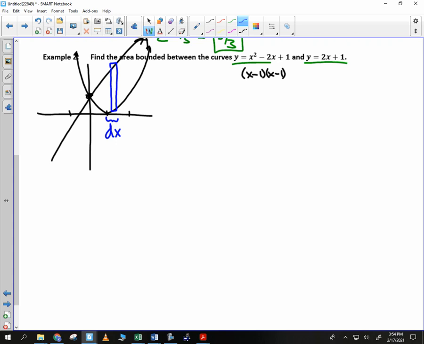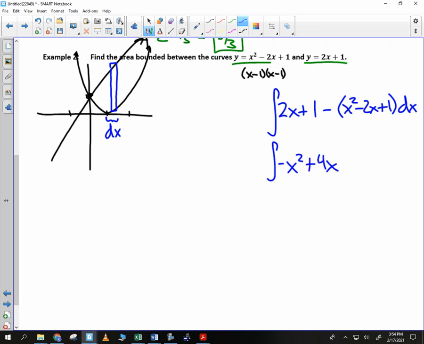So we got our top function, 2x plus 1, minus our bottom function, x squared minus 2x plus 1, dx. As we subtract those, you can see that you have the integral of negative x squared. 2x minus negative 2x is positive 4x. And then 1 minus 1 is 0. So it becomes that. But we have our bounds.